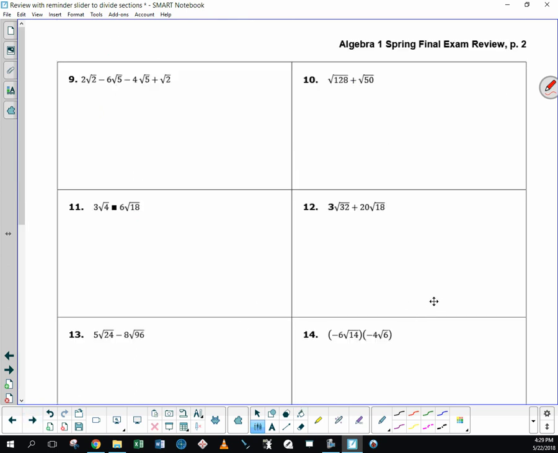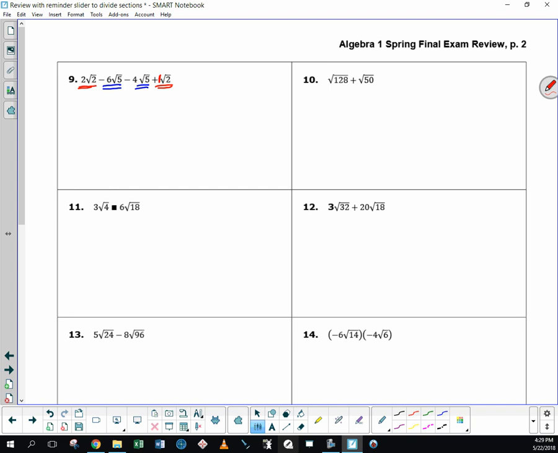All right, we're taking a look at problem number 9. Number 9 is trying to test whether or not you understand when to add the radicals or not. So when I look at this, the first thing I notice is that this is a 1 in front. I also notice that I have 2 that are square roots of 2 and 2 that are square roots of 5.